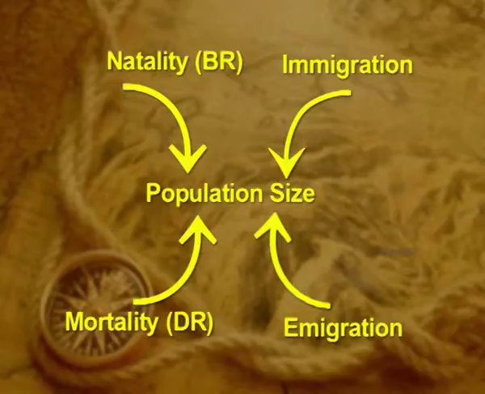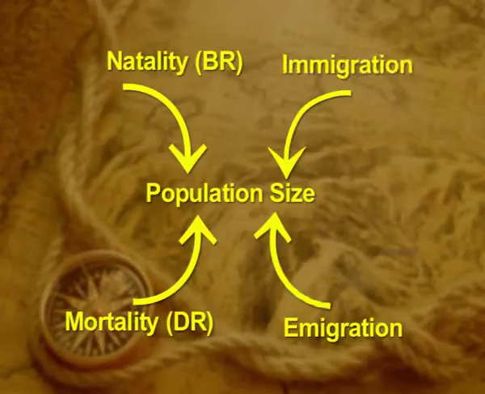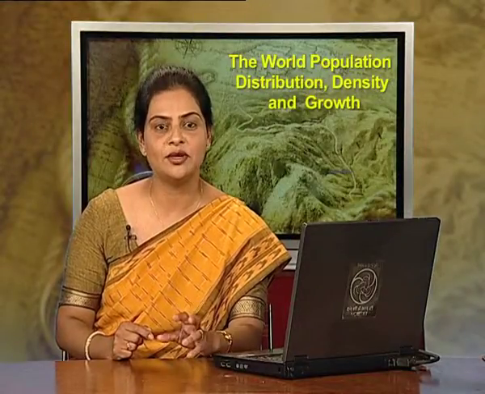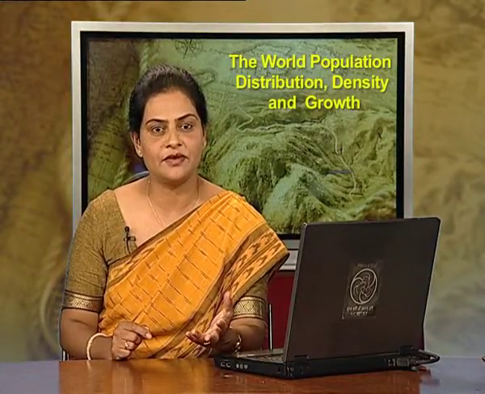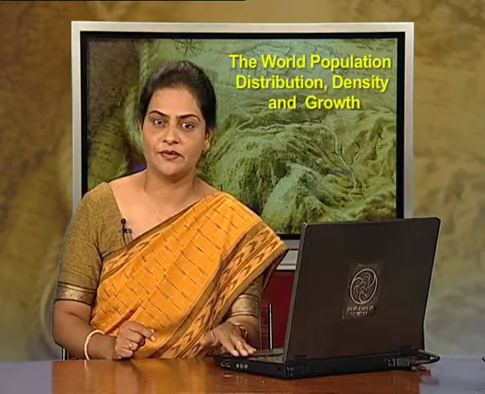Let's look into this diagram. There are 4 components mentioned, and all 4 of them together change the population size of a region. These 4 are natality, that is birth rate, mortality, that is death rate, immigration and emigration. This change can be positive or negative. It can either be natural or human induced.